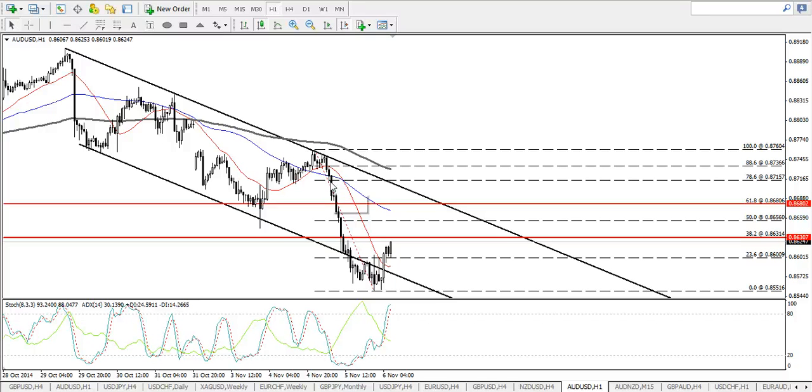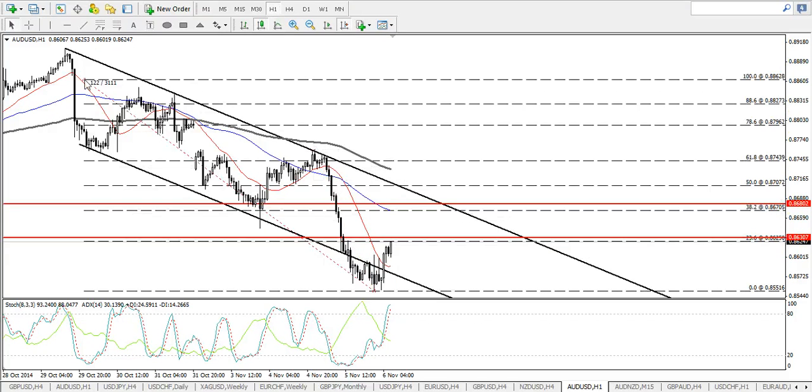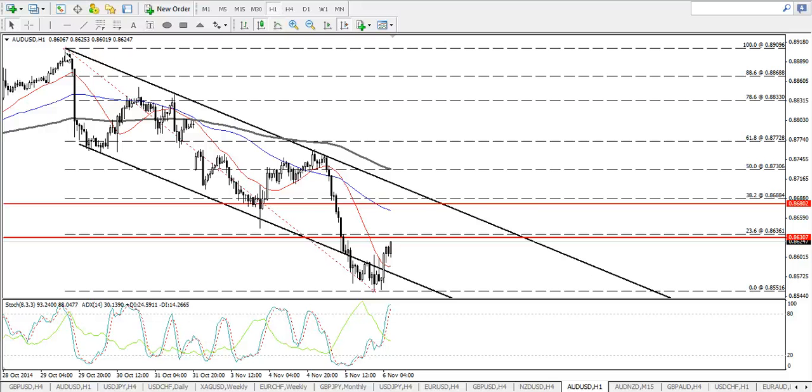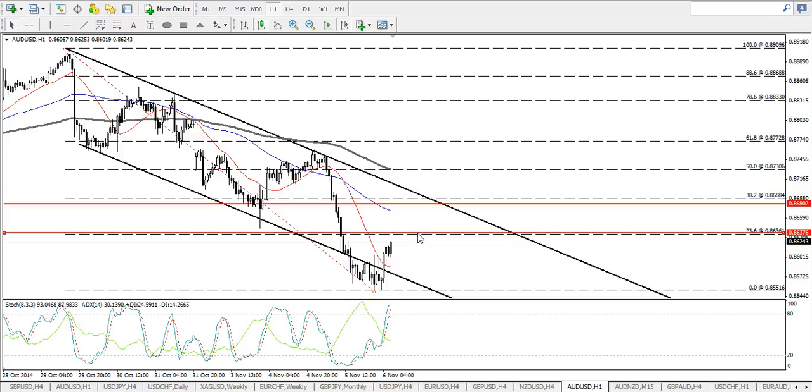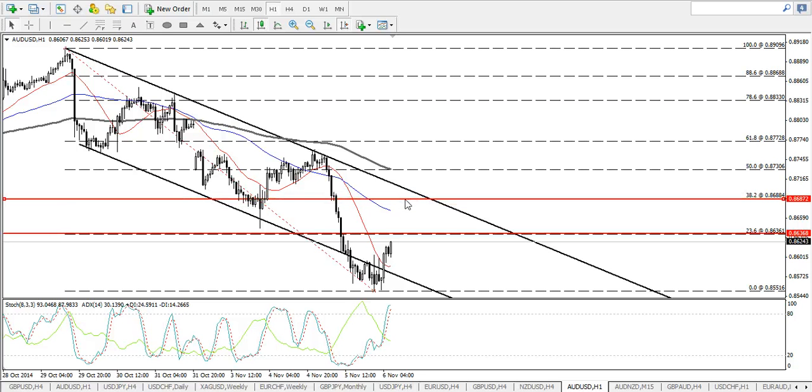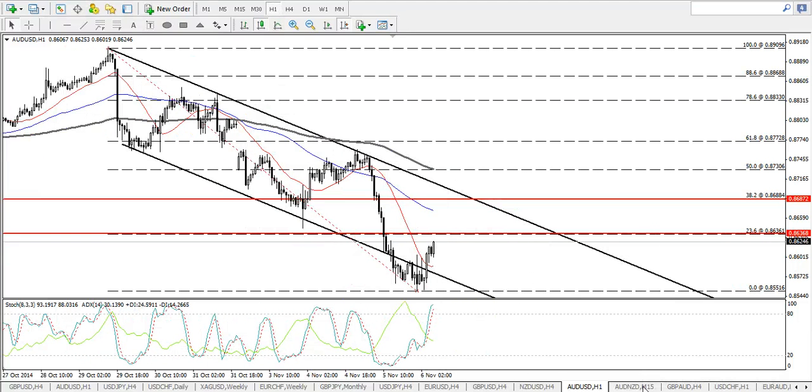Alright, so the first level we shall look at is 23.6%. But a stronger level would be the 38.2% at the price of 0.8688. Alright, cool. So that is for the Aussie against the US dollar.